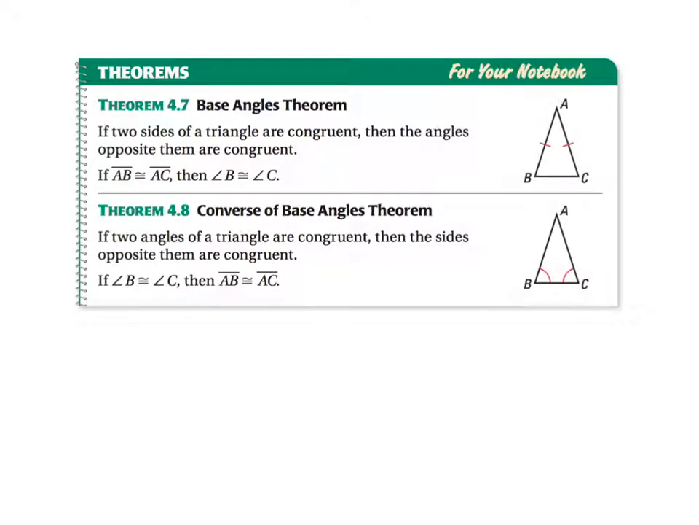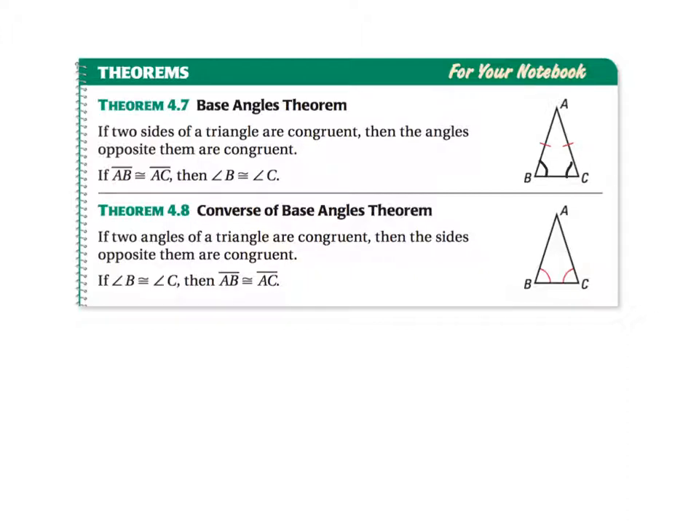Now we come to two theorems. The first one is theorem 4.7, the base angles theorem. It states if two sides of a triangle are congruent, so basically it's saying if you have an isosceles triangle, because if it says two sides of a triangle are congruent, meaning you have an isosceles triangle, then the angles opposite them are congruent. The angles opposite the congruent sides, those are the base angles. So therefore, this is called the base angles theorem. So if I know that BA is congruent to CA, then I know that angle B is congruent to angle C.